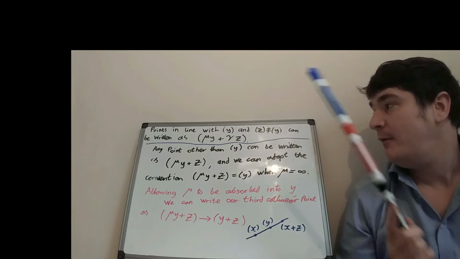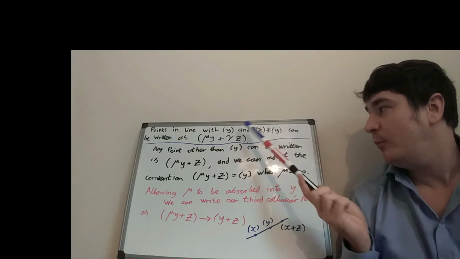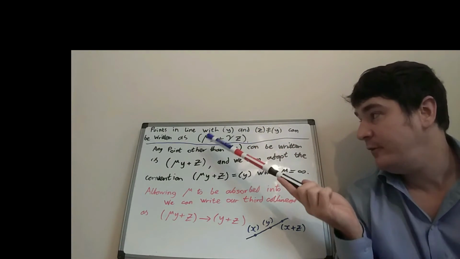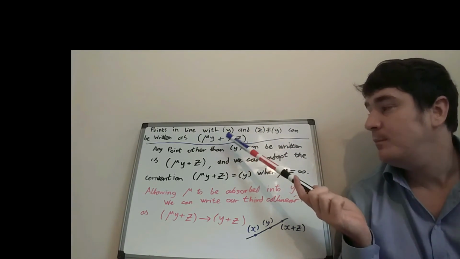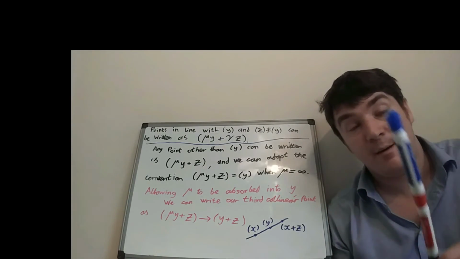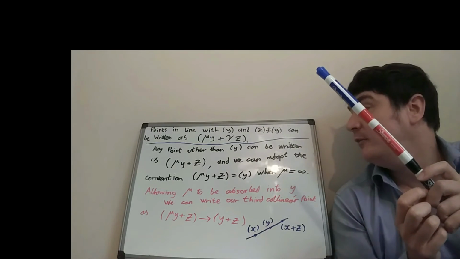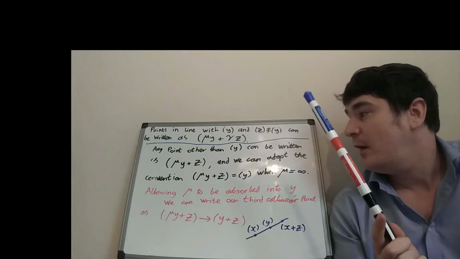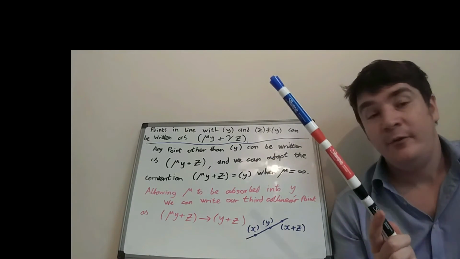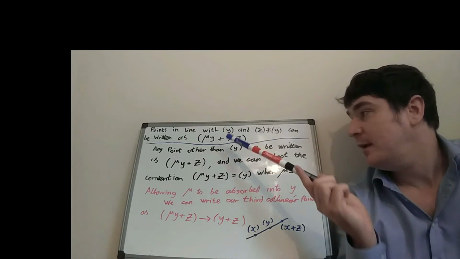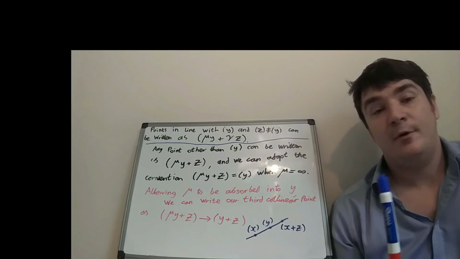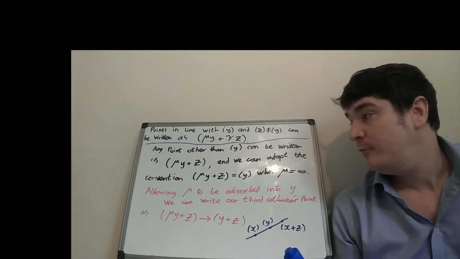Okay, so we have these distinct points y and z, and then we have this expression mu y plus nu z, which is essentially a parameterization of the set of points on the line through y and z. Essentially we have two parameters here, mu and nu, but we can basically reduce this.